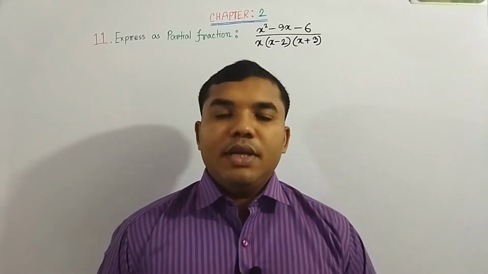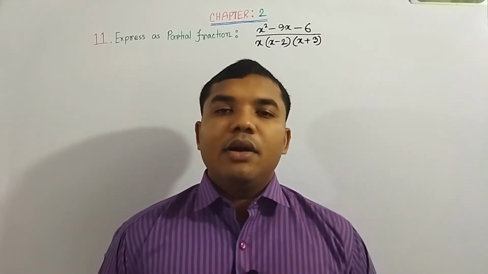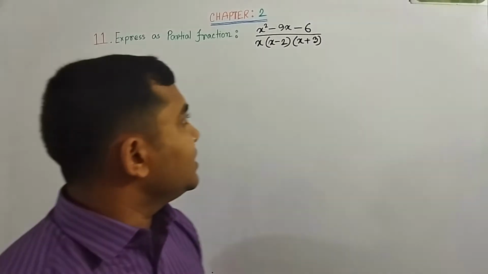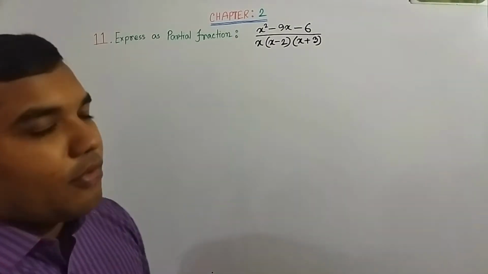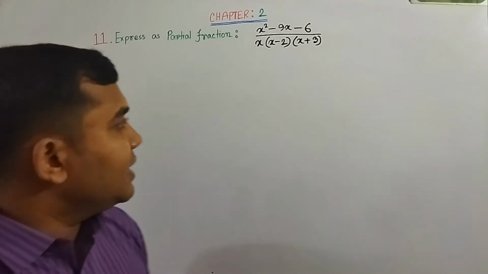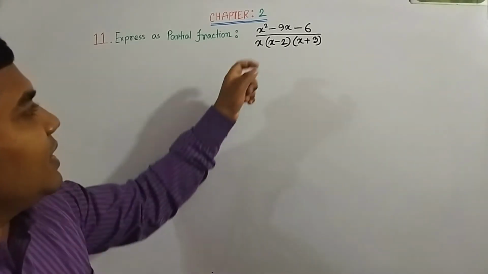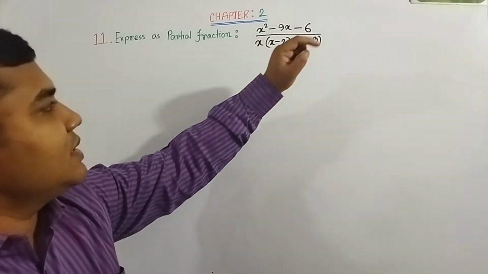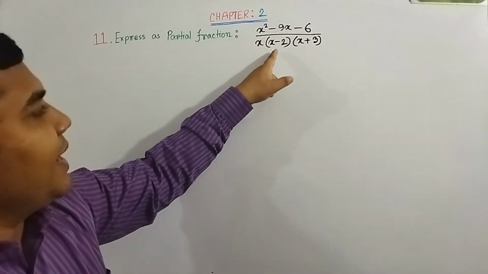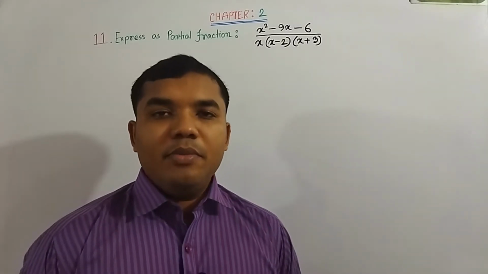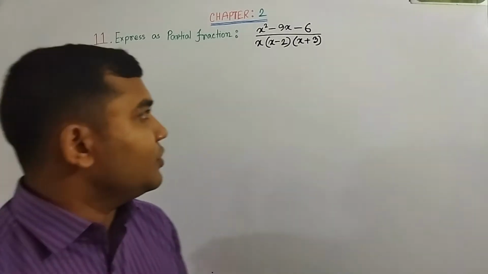So dear students, according to our lesson plan, our discussion topic is 2. And here our first discussion topic is partial fractions. We'll discuss 11 and question number 3, where x square minus 9x minus 6 divided by x into x minus 2 into x plus 3 is given. How can we solve these types of problems? That's our first criteria to solve.